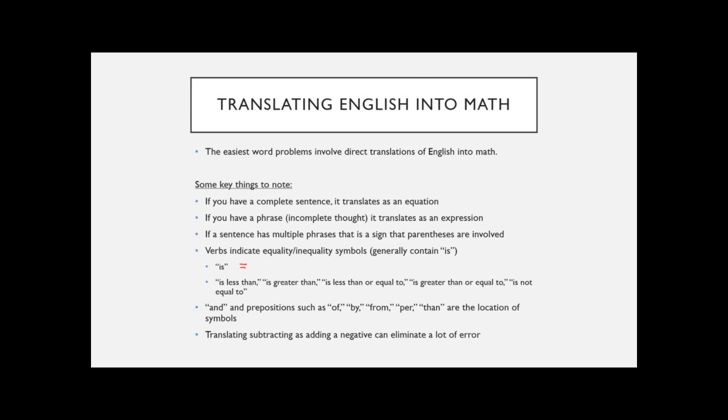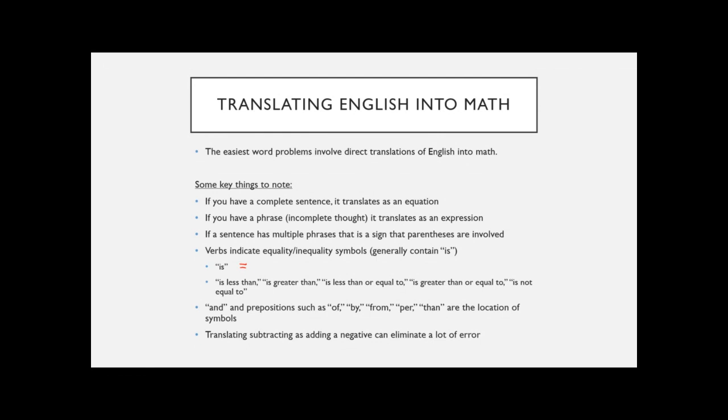So one of the first things I do when I'm trying to translate, and if I have something that can translate directly, is I just look for where the equal sign is. Words like and, or if you see words like of, by, from, per, than, that's where the symbols get put. So those are telling you where a plus sign might go, or where a minus sign might go, or a division or multiplication. Those are indicators of where you're going to put that symbol in relation to your translating.